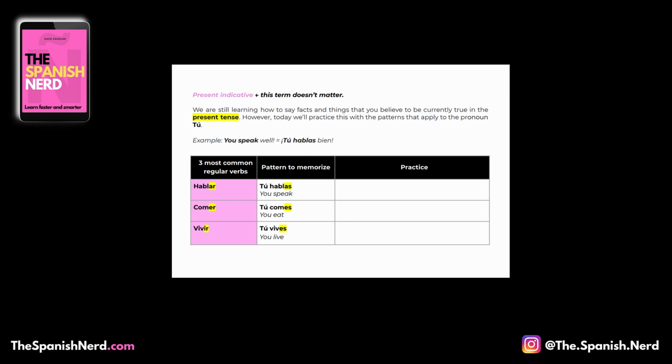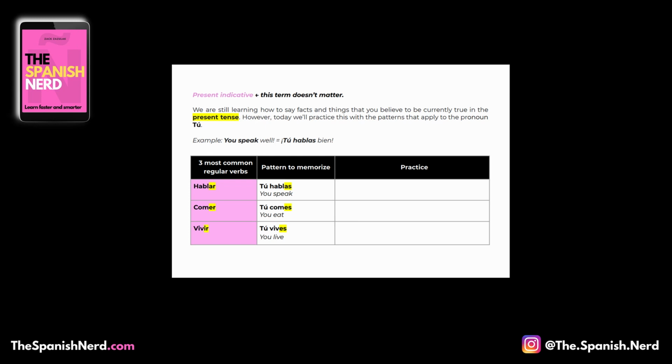So first of all, we see the first pink words, present, indicative. Remember, this term doesn't matter. You're not obligated to memorize that term. All we are doing is what is said there in that little paragraph. We are still learning how to say facts and things that you believe to be currently true in the present tense. However, today we'll practice this with the patterns that apply to the pronoun tú.